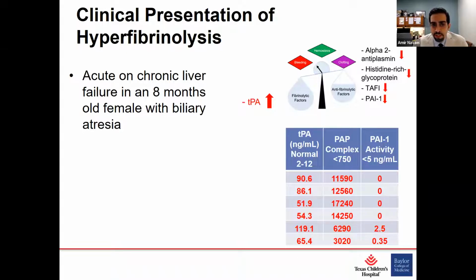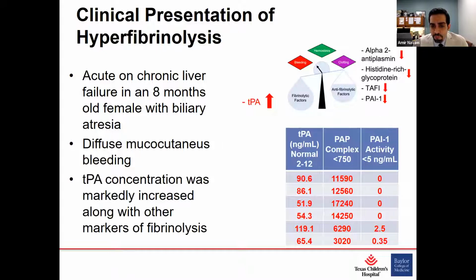This is an example of a liver failure patient that we had in our institution, an 8-month-old with biliary atresia presenting with acute and chronic liver failure who developed diffuse mucocutaneous bleeding. And as you can see, the tPA concentration was significantly elevated. Plasmin-antiplasmin complex, which is a marker for fibrinolysis, was also significantly increased, with almost undetectable levels of plasminogen activator inhibitor 1 activity, which demonstrates this imbalance very well.